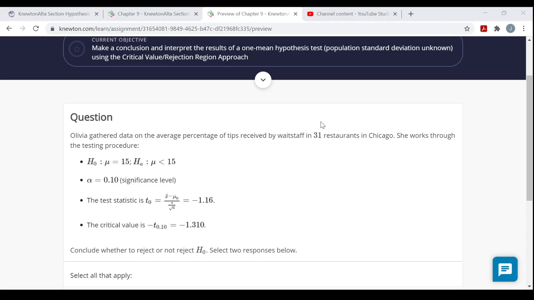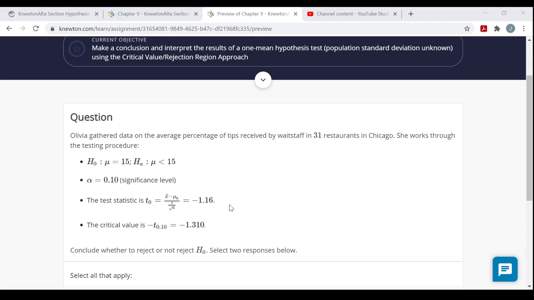Alright, so she takes this sample of 31 restaurants, finds their average percentage of tips received by the waitstaff in these 31 restaurants. That would be the X bar. Then finds the t-score for that. The X bar minus 15, this mu0 here, the assumed average, divided by the sample standard deviation S divided by the square root of 31. She did all that, and it came out. The t-score, the test statistic for her sample, is negative 1.16.